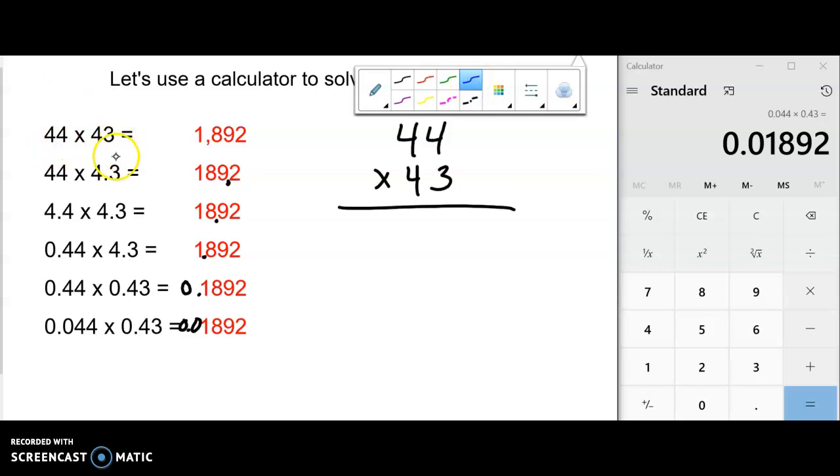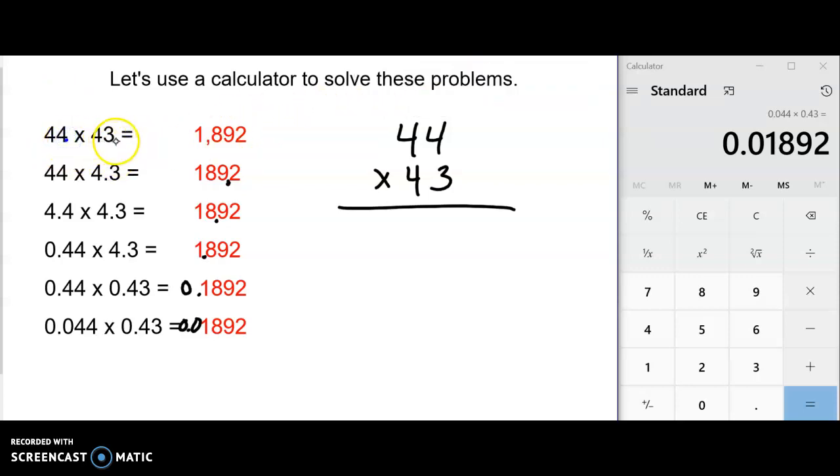Now 44 times 43, that's a whole number. Decimals are always hiding at the end. All right, and your decimal is hiding back there. It's at the end. But look here. How many numbers are behind the decimal? Well, the decimal on 44 is at the end. There's nothing behind there. But how many numbers are behind this decimal? 1. Look at my answer. How many numbers are behind that decimal?